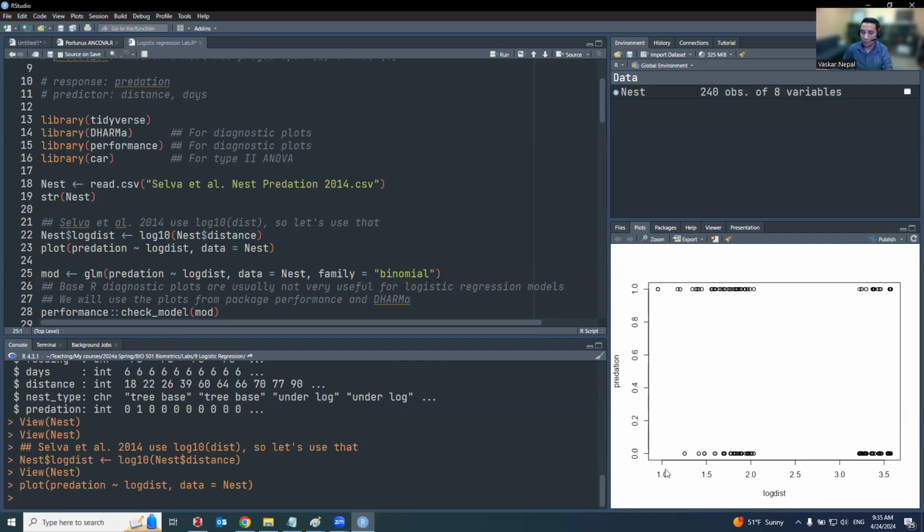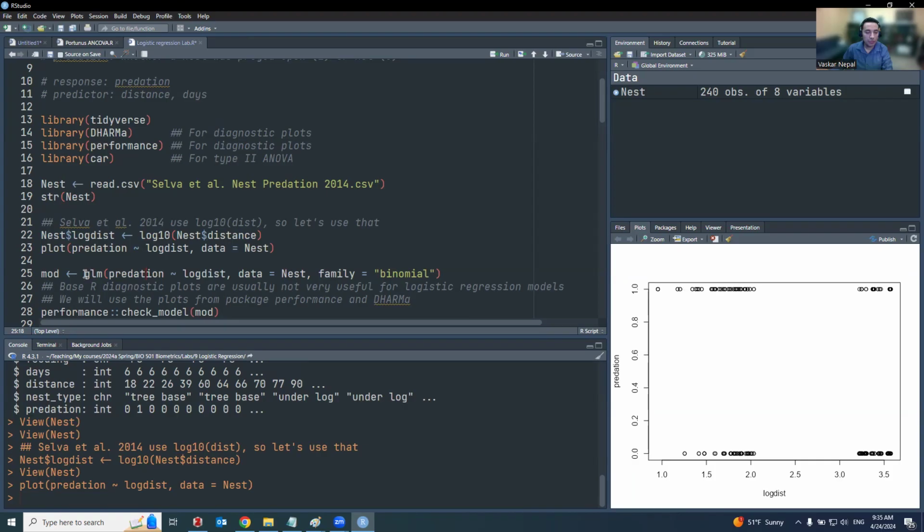When the distance is low on the left, there will be lots of predation. Predation actually happens. When the distance goes farther and farther, predation should not happen. So there should be more dots here, and fewer dots on the top right, and then there should be no dots here, but it should decline, right? That's what we expect. So that's the model we are trying to fit. We are trying to fit a logistic regression curve that sort of looks like that on here.